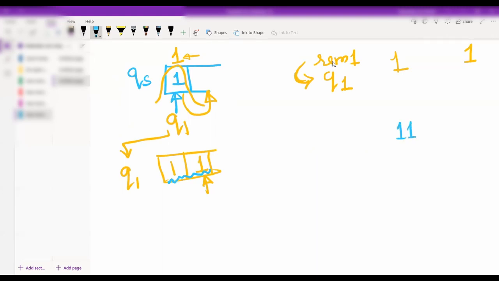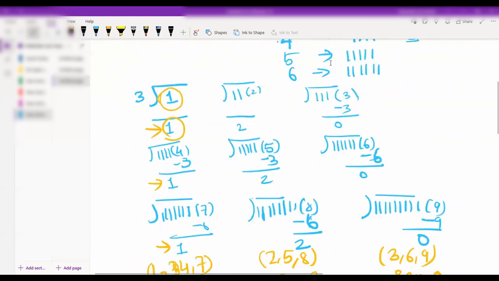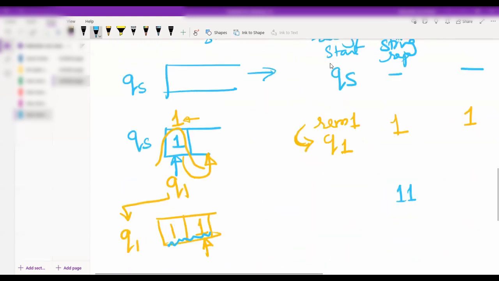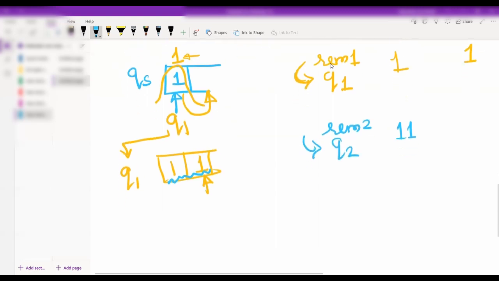Now for this string 2, what was the output of number 2? Number 2 generates remainder 2. So we write here remainder 2. We will give it a good name in TCS, for example, Q2. So what is the resultant state after reading one more bit in Q1 state? The resultant state is Q2. The output of Q2 is remainder 2, so I will write remainder 2 here.